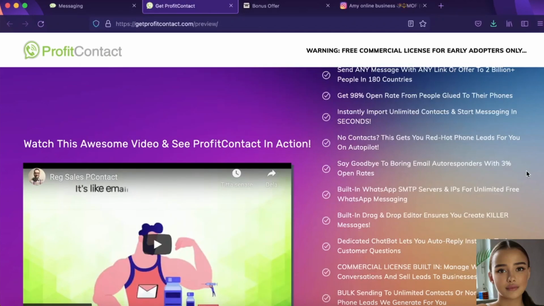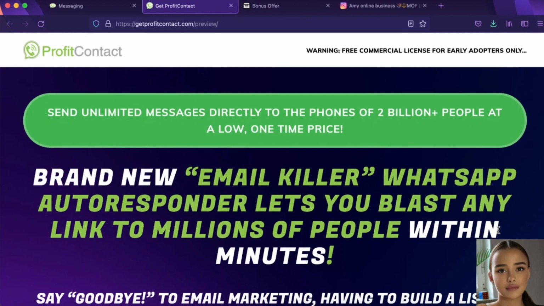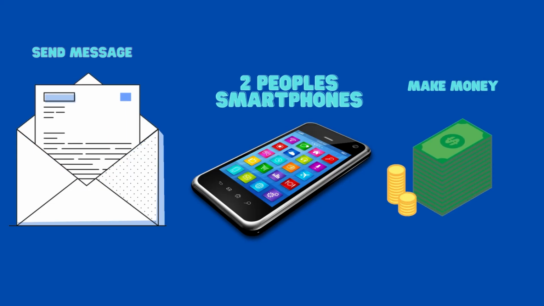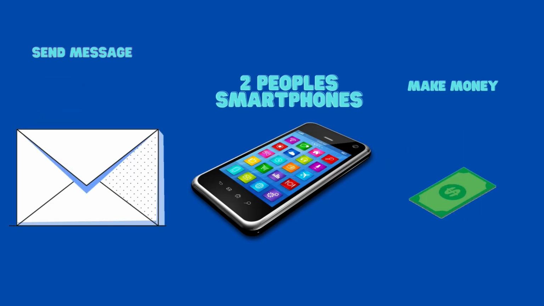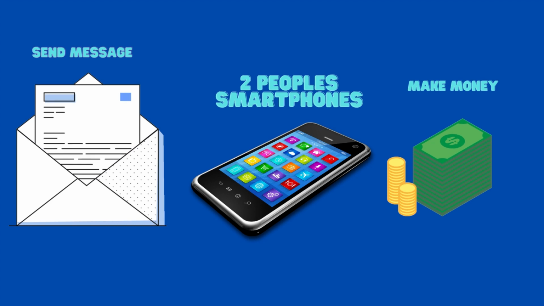Today we're going to talk about Profit Contact review. You may have heard of this because it's a new thing that people do. The thing you can do is replace your autoresponder. And maybe you think it's about email marketing, but it's not. It's more about sending messages directly to people's smartphones.